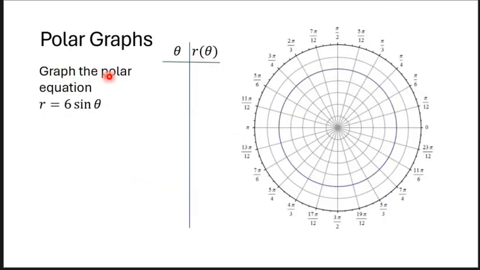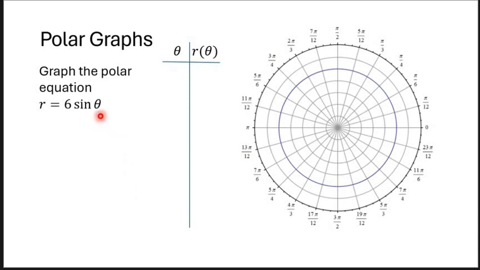Here we have graph the polar equation r is equal to 6 times the sine of theta. So a few things. We see here that the diameter of the circle is going to be 6. So it's going to be tangent to the x-axis because it's a sine and have a diameter of 6. And it's going to be symmetric to the line theta equals pi over 2, or the y-axis. So let's go ahead and plug some numbers in and see what this thing looks like.